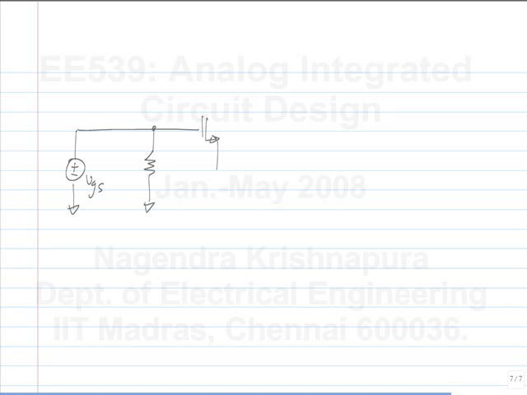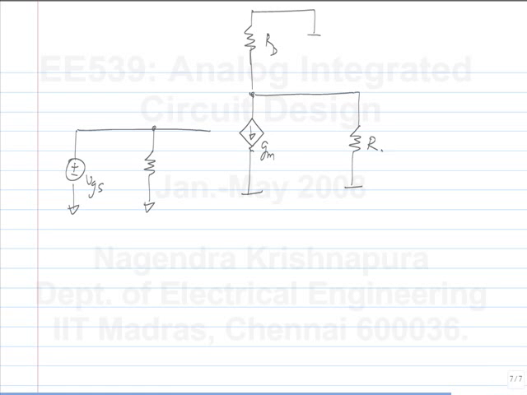If I draw only the incremental part of it, I have VGS to be shorted. I have the control source GM. This RD is shorted at the top. The capacitor is shorted by assumption. And we may have an additional load resistance RL. And the voltage is taken with respect to what we have called the ground. In this particular case, it's the source of the MOSFET.